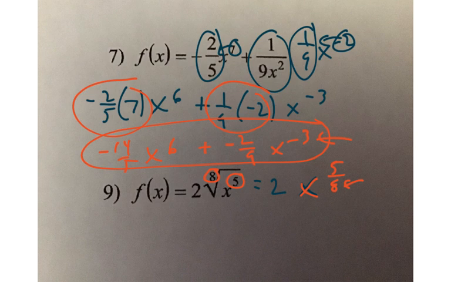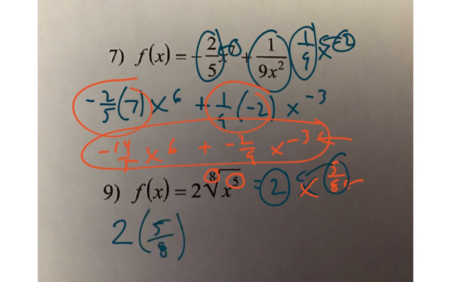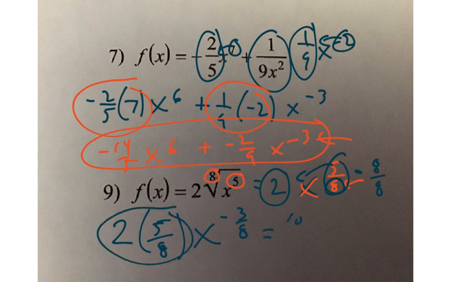So now we're ready to go. The 2 stays. The 5/8 comes down. Okay. And x is going to be negative 3/8. Now the trick here is because our fraction is 8, we're going to minus 8 over 8 because that's minus 1. So hopefully you're still pretty decent with fractions. But finishing up, that right there is 10/8, which I'm going to reduce to 5/4, x to the negative 3/8.